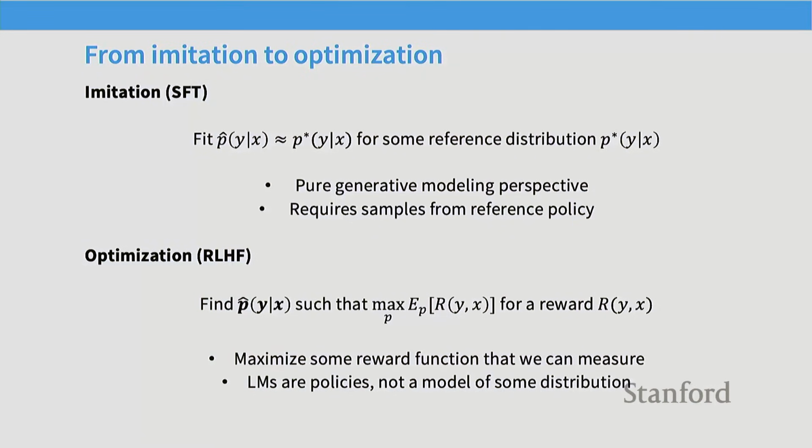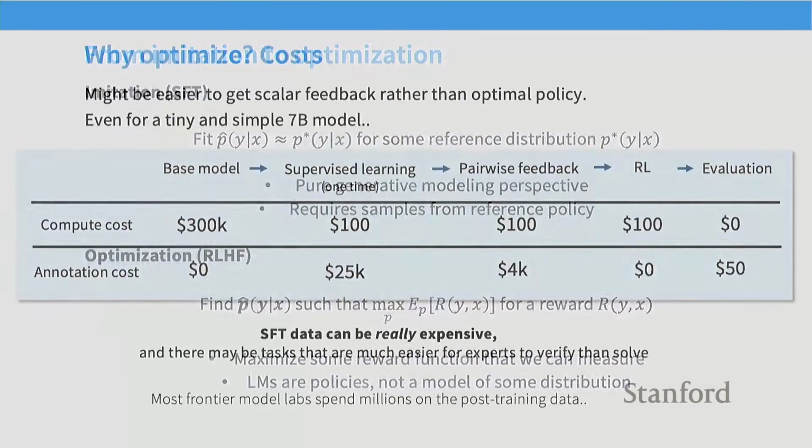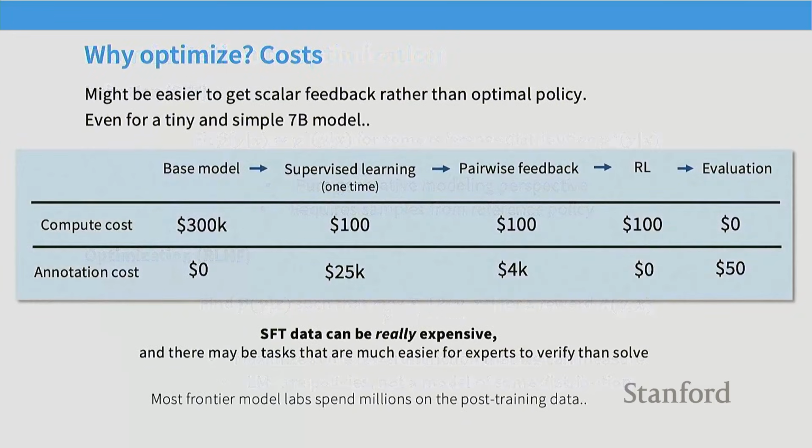And so why would we go and do RLHF? There are kind of two reasons that we might do this. One of them is, on the top one in SFT, in order to do this process of imitation, we have to get samples from P star. And that can be quite expensive, right? And the second one, all we need to do is get measurements of rewards R. And SFT data can just be really, really expensive.